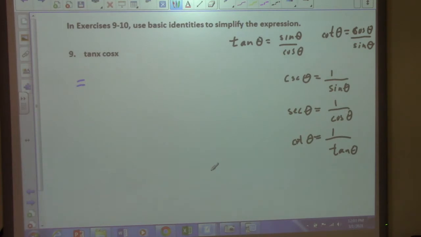And I can promise you, as an experienced worker of this level of problems, a lot of times it's not always readily apparent which will get you someplace. So that's one of the challenging things about this section. What are you going to do first with that tangent x to expand from your identities here?